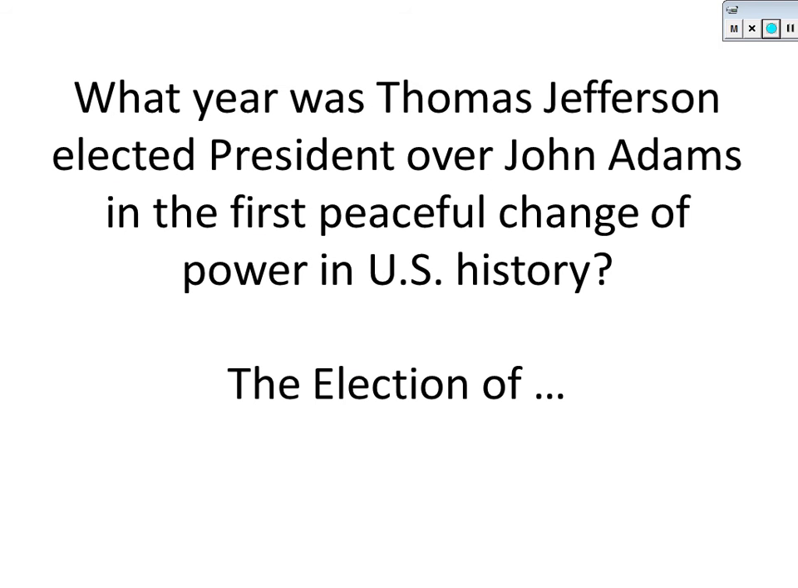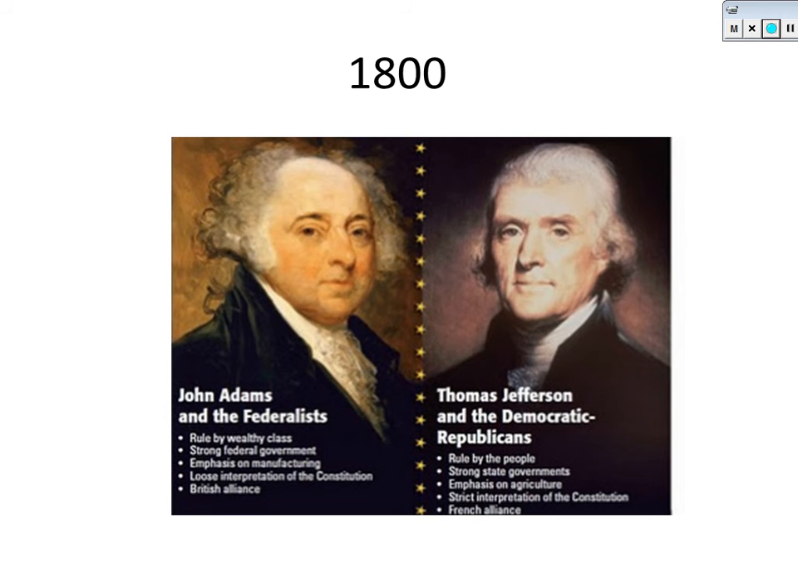What year was Thomas Jefferson elected president over John Adams in the first peaceful change of power in U.S. history? Good job. A lot of you guys knew that one. Election of 1800. Adams was a Federalist and one of the leaders of the Federalist Party. And then obviously Jefferson was the founder of the Democratic Republican Party.